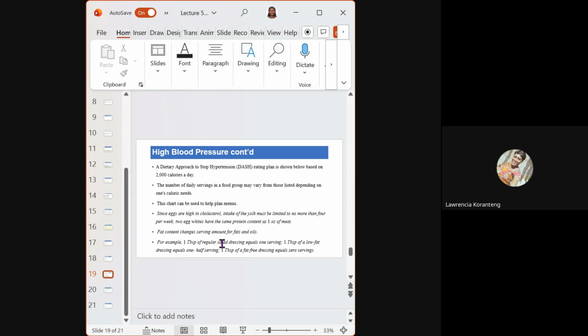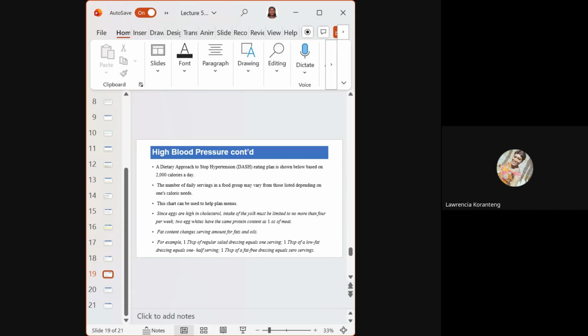So you can give the person maybe 2 egg whites, or you limit the amount of eggs that they will eat in a week. So in a week, if you eat four eggs, you can limit it. So don't eat more than 4 eggs per week. That is what the DASH diet is saying.